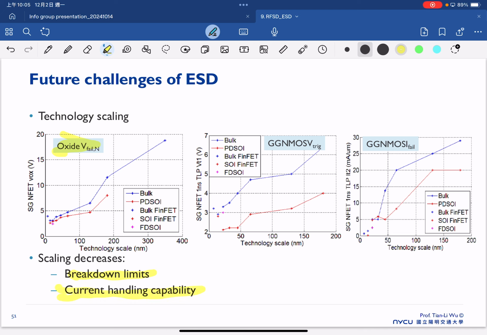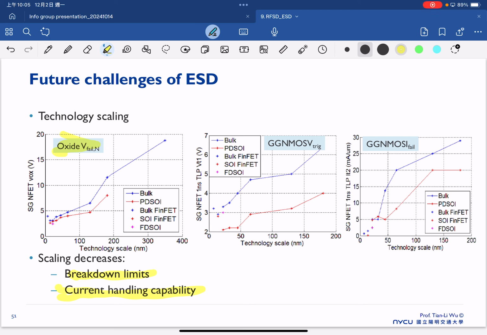Because if you try to make very dense integrated ICs, we already suffer the issue that the interconnection line has a huge current density. That also will cause problems if we try to reduce the interconnection line width, because then our driving current also reduces, and that will reduce our current handling capability. So this is some of the example.